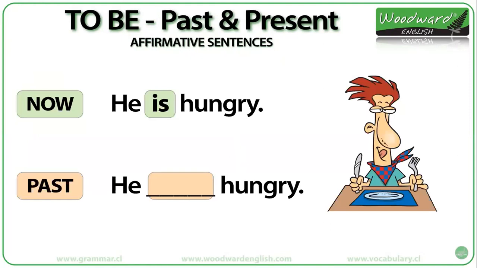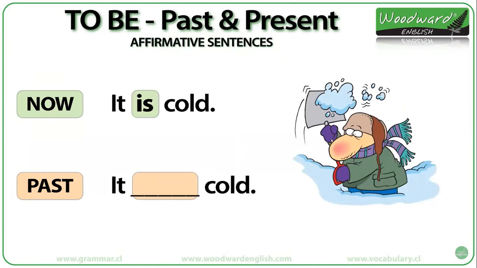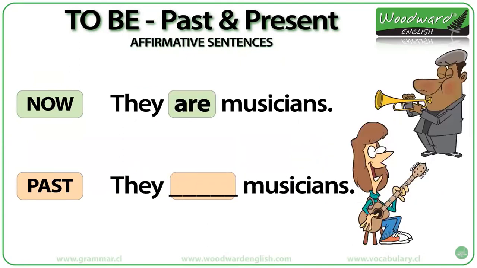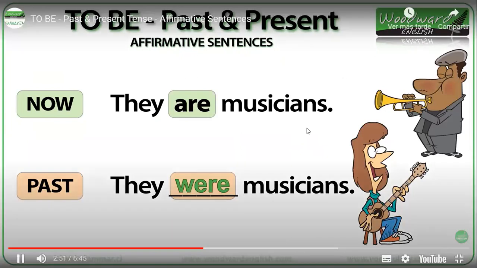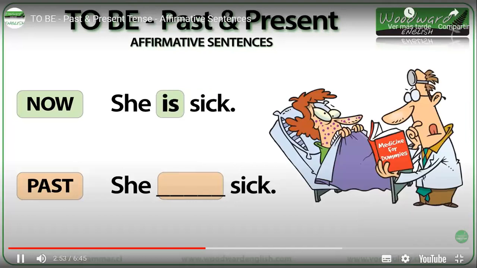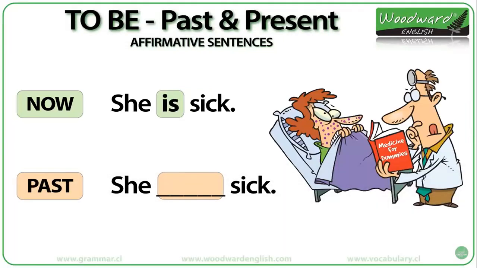Let's practice. Change the following sentences into the past tense. He is hungry. He was hungry. It is cold. It was cold. They are musicians. They were musicians. She is sick. She was sick.